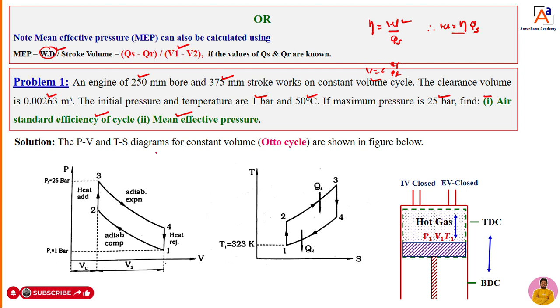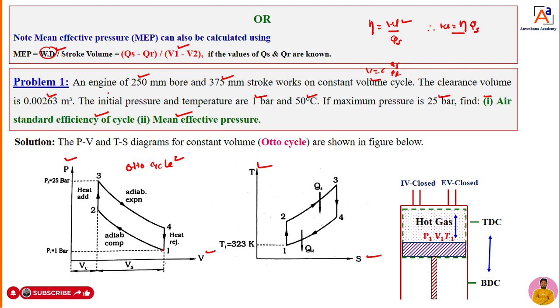When it comes to a constant volume cycle, that is nothing but the Otto cycle. So for the Otto cycle, I will draw the PV diagram and TS diagram. Pressure variation with volume is the PV diagram, temperature variation with entropy is the TS diagram. As I told, there are four processes in the Otto cycle: 1 to 2 adiabatic compression, 2 to 3 heat addition, 3 to 4 adiabatic expansion, 4 to 1 heat rejection. These are the 4 points where we have 4 processes. This all we have discussed.